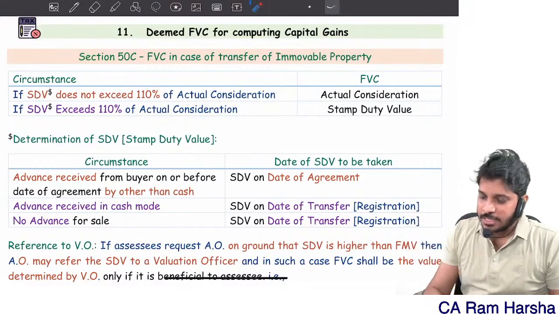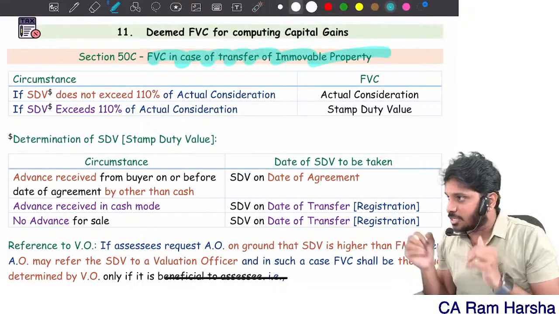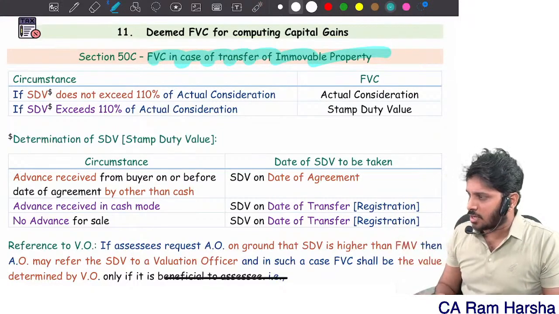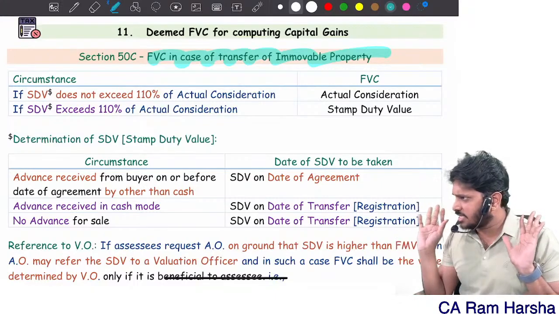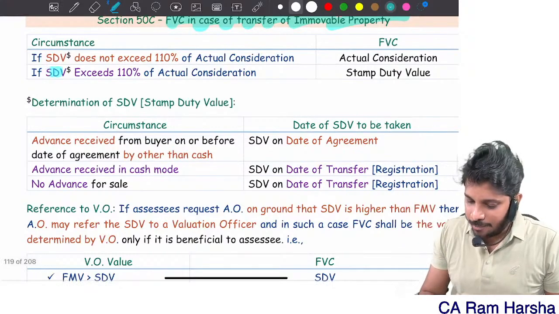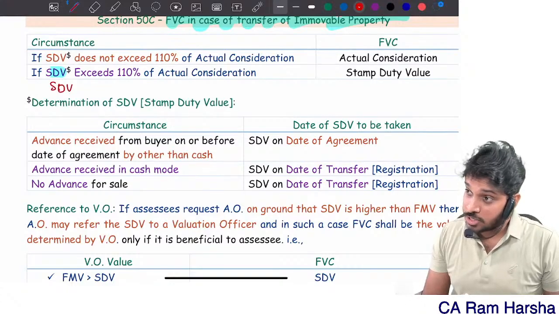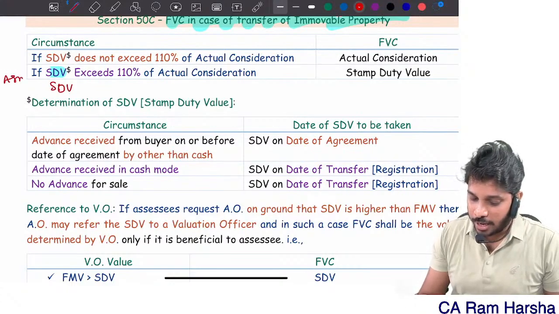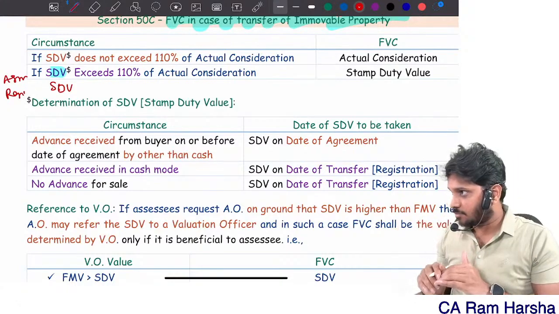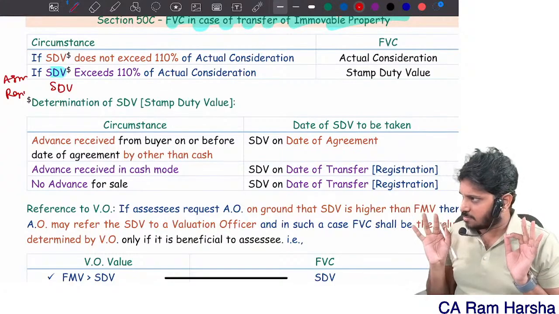Very simple. Suppose I am computing capital gains because I am transferring immovable property. So what is consideration? This logic should be applied. Identify the stamp duty value. In the problem, they will give you two stamp duty values: stamp duty value on agreement, and stamp duty value on registration of this land and building which you sold. Both the dates they'll give you. Which date should we consider? We'll come back. Stamp duty value first to see.